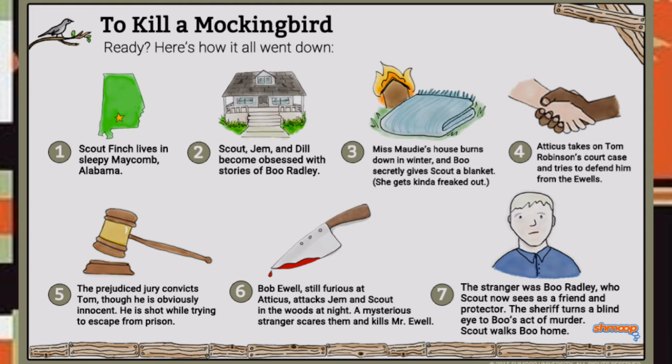Alright then, To Kill a Mockingbird by Harper Lee. Here's how it all went down. Scout Finch lives in Sleepy Maycomb, Alabama. Scout, Jem, and Dill become obsessed with stories of Boo Radley. Miss Maudie's house burns down in winter, and Boo secretly gives Scout a blanket. Atticus, Scout's father, takes on Tom Robinson's court case and tries to defend him from the Ewells. The prejudiced jury convicts Tom, though he is obviously innocent. He's shot while trying to escape from prison. Bob Ewell, still furious at Atticus, attacks Jem and Scout in the woods at night. A mysterious stranger scares them and kills Mr. Ewell. The stranger was Boo Radley, who Scout now sees as a friend and protector. The sheriff turns a blind eye to Boo's act of murder. Scout walks Boo home.